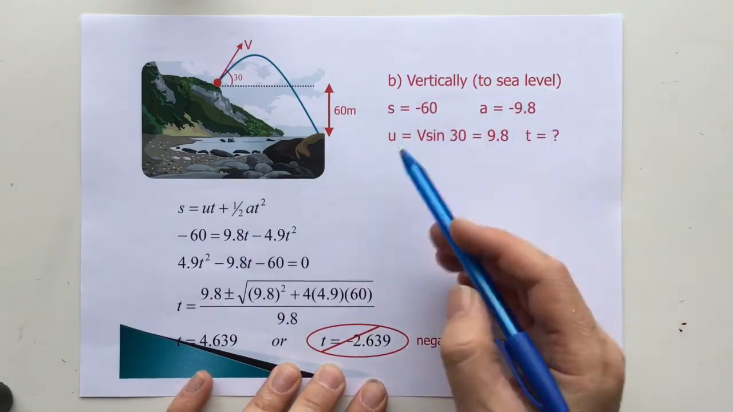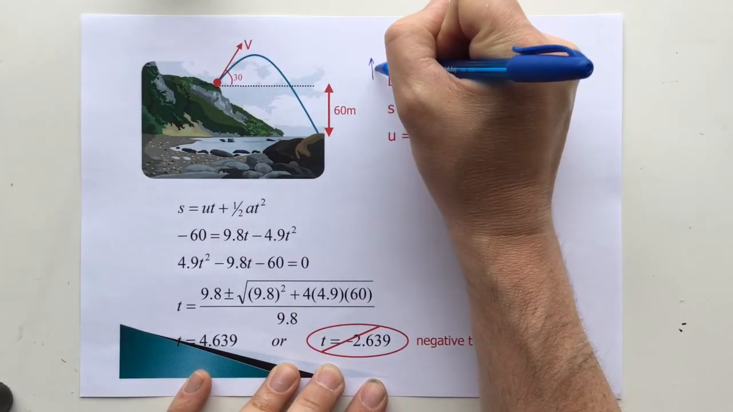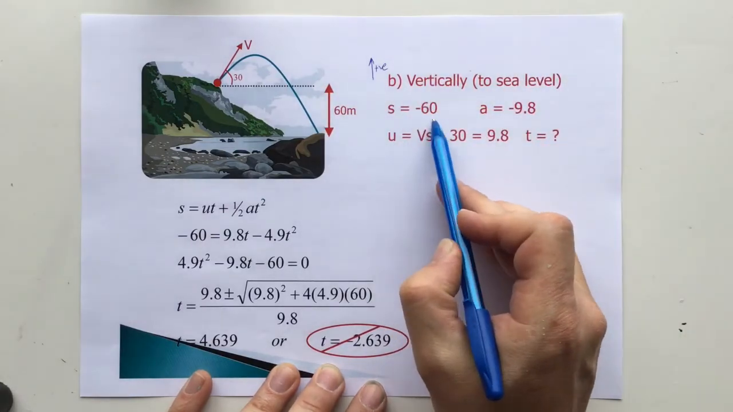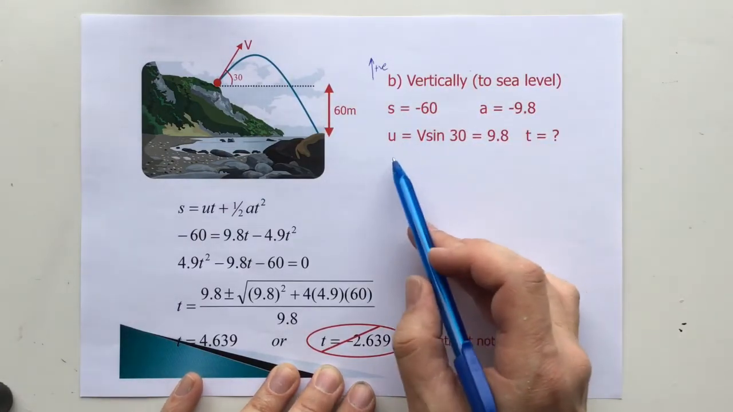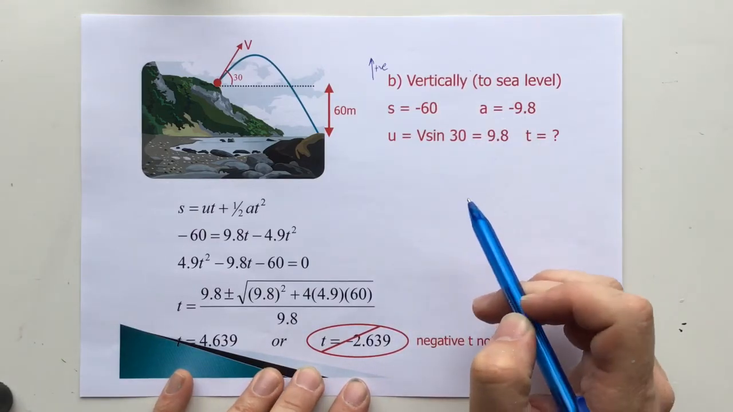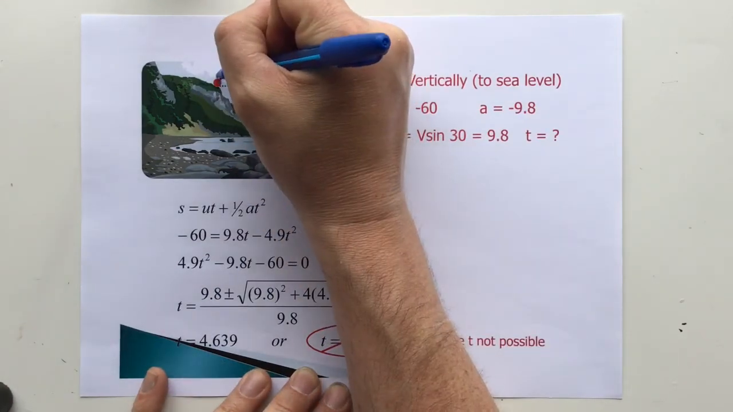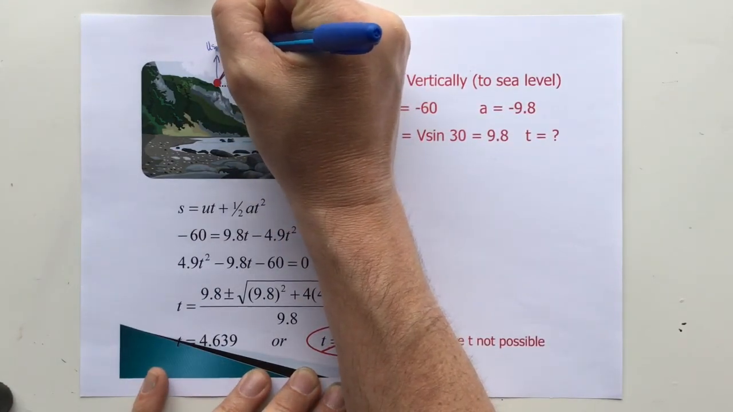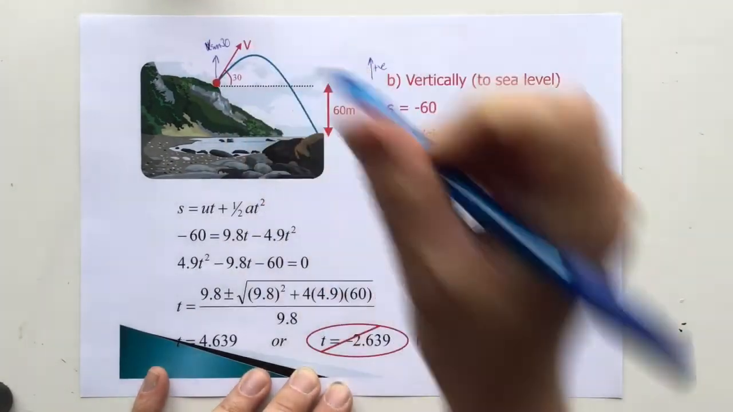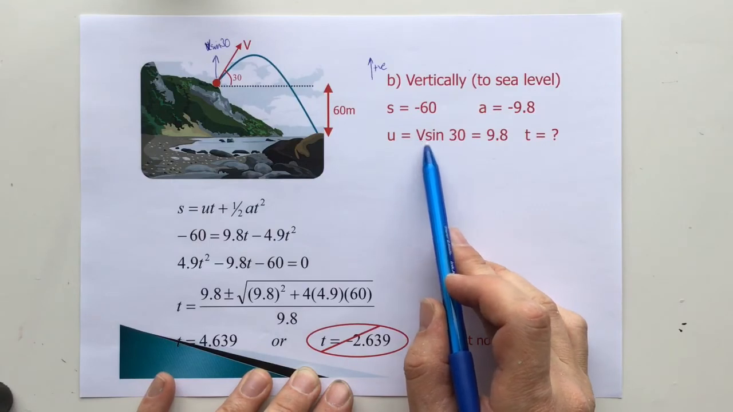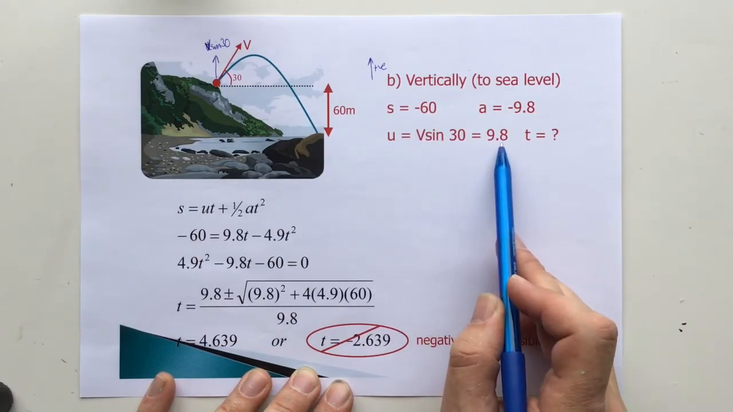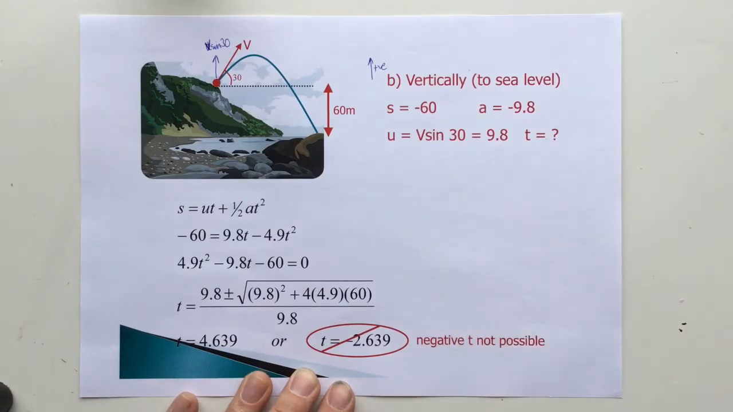So what we're going to do vertically to sea level, I'm still treating up as being positive. So if it goes down by 60 meters, my displacement is minus 60. My value of a is minus 9.8. Its initial speed vertically is u sine 30, which is v sine 30. We worked out that v was 19.6 and the sine of 30 is a half. So its initial speed vertically is 9.8. And we want to find what t is.